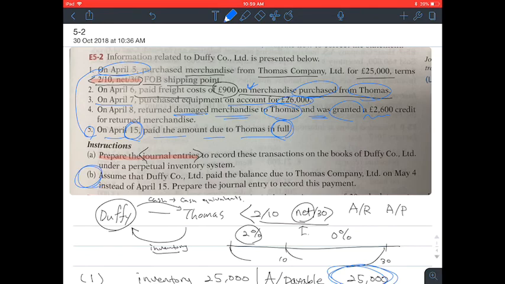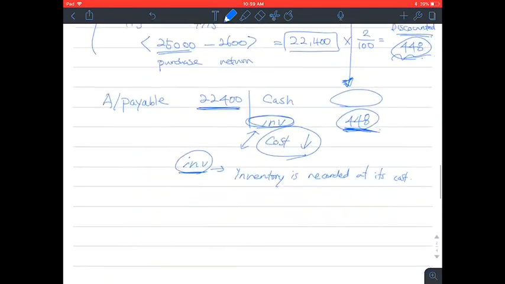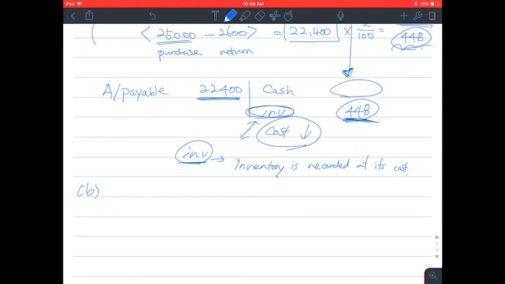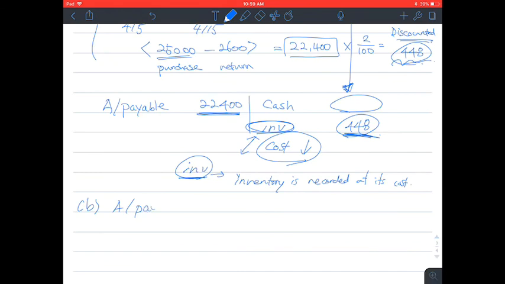And for part B, okay, for B, what you're doing is you're not going to receive any discount on your product because you paid after 10 days. So it's very simple. You're just going to pay the full amount.